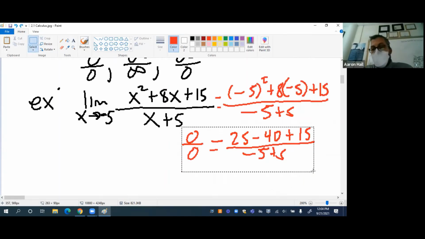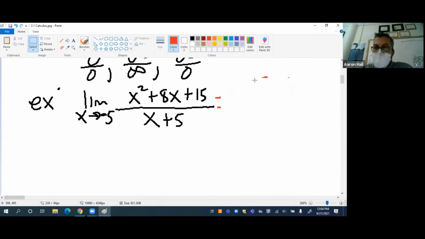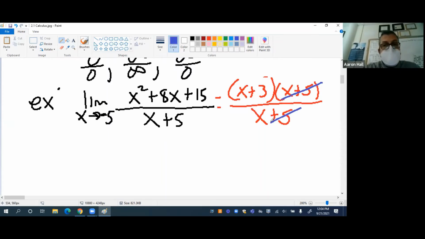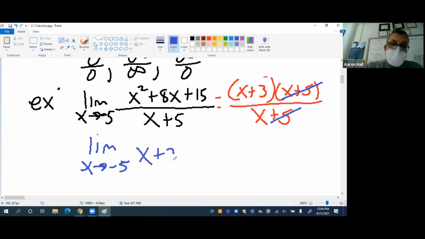So in this case, what if instead I factor this? Can I factor the numerator? Yes. To what? x plus 3 times x plus 5, over x plus 5. What can I do from this point? We can simplify with x plus 5. x plus 5 over x plus 5 is just 1. So I can simplify this to the limit as x approaches -5 of x plus 3, which equals what?